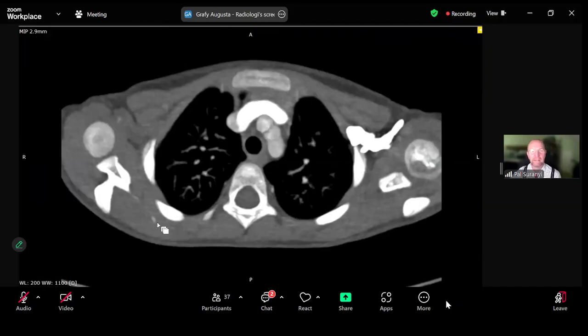Today we will look at interesting coronary anomalies and funny-looking coronary cases. The first two cases will be presented from Indonesia, and Dr. Grafy is going to be the first to present a case. Thank you, Dr. Grafy. Please take it away.